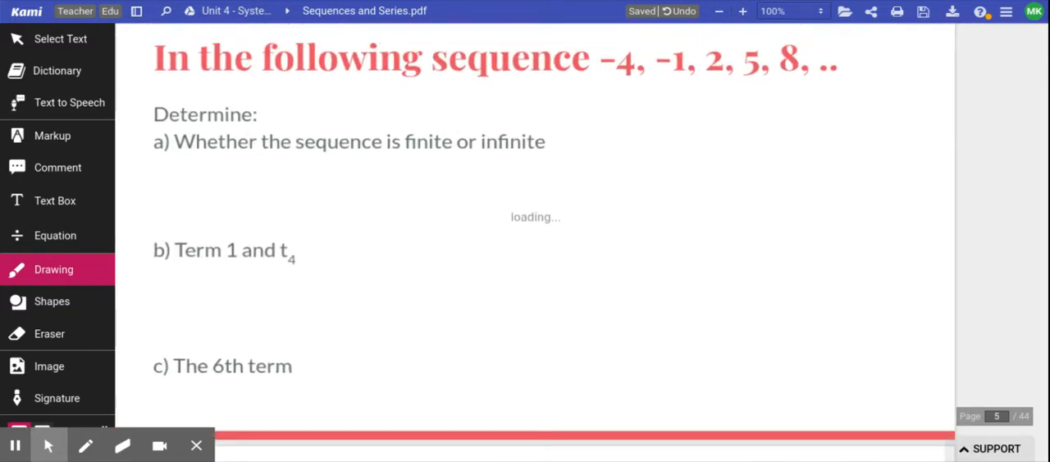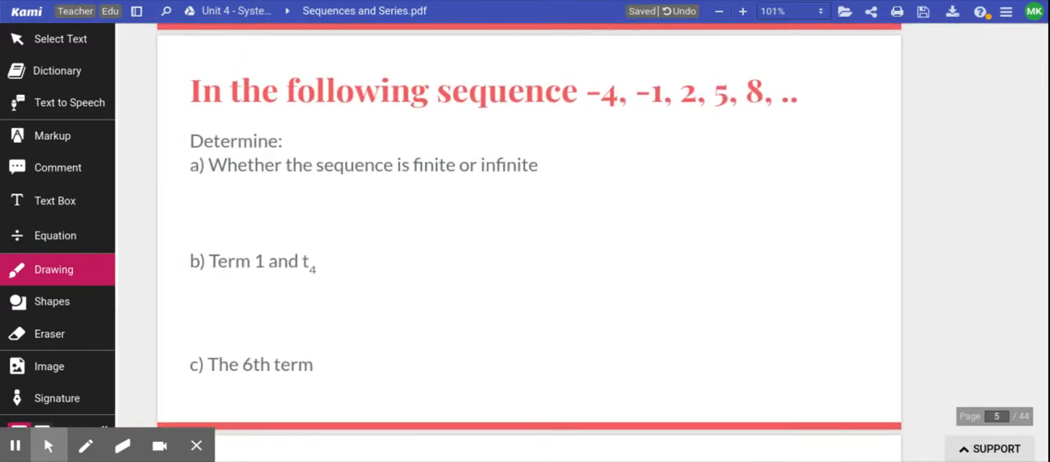We have a sequence here. It says in the following sequence, -4, -1, 2, 5, and 8, we're going to figure out a few things. First thing we're going to figure out is, is this finite or infinite? Finite means it stops. Infinite means it goes forever. This one goes forever because of the dot, dot, dot, so it is infinite.